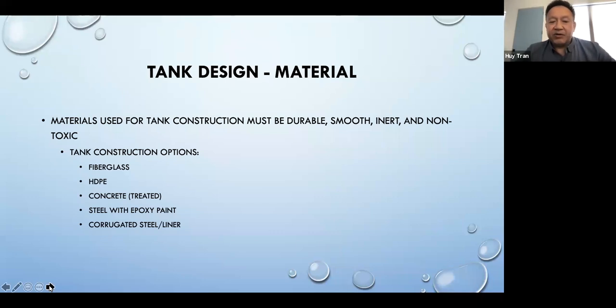Tank design and material. Tanks should be constructed of something that's very durable, smooth, inert, and non-toxic, of course. Tank construction that we see most commonly are fiberglass, HDPE, which is high density polyethylene, concrete that has a treatment or coating on it, steel with epoxy or with a glass coating, which is also very common, and then corrugated steel with a liner. Corrugated steel is usually grain silo pieces, and then it has a liner to protect it and to maintain water volume.